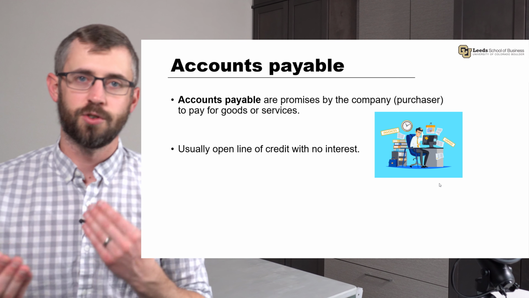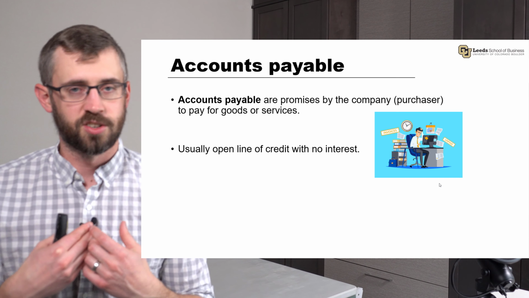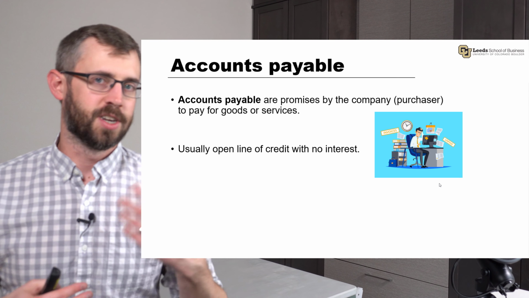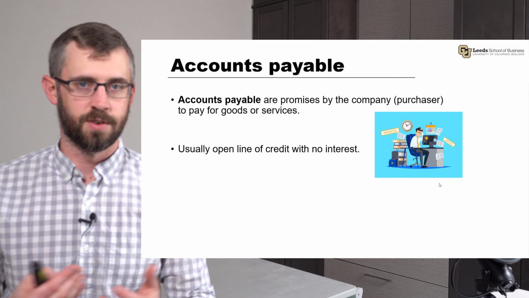So it's just this kind of agreement between two companies, one of them is a supplier and one of them is the customer. And they'll offer 30 days or 60 days or 90 days to kind of pay off whatever they have ordered from the supplier.